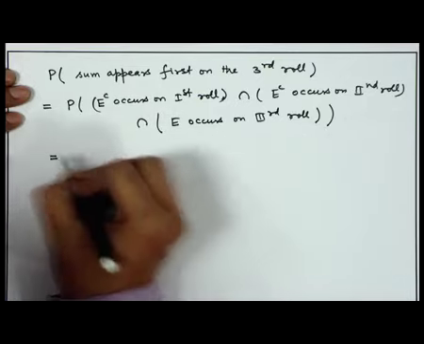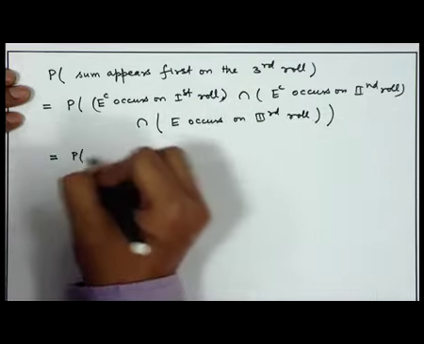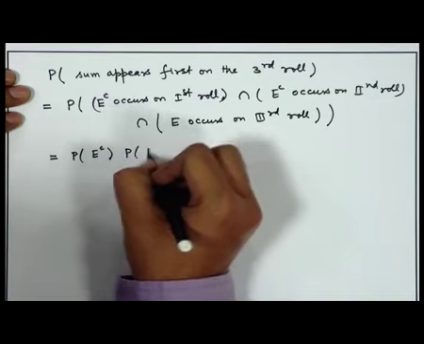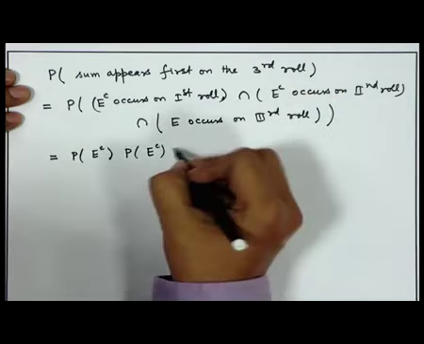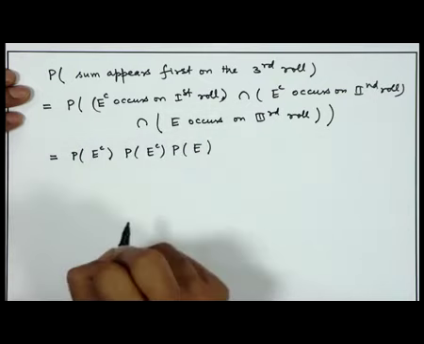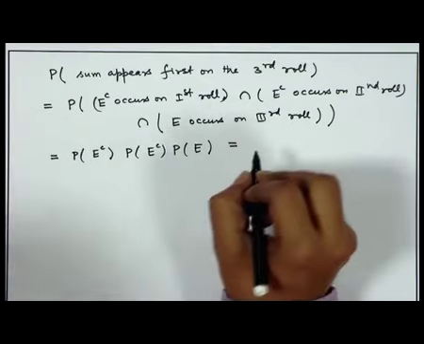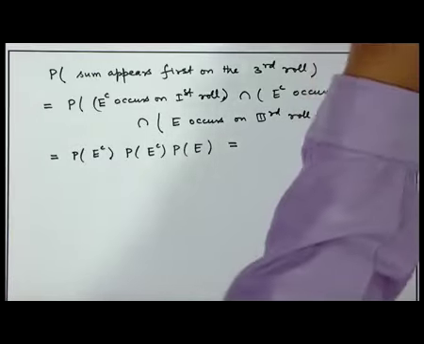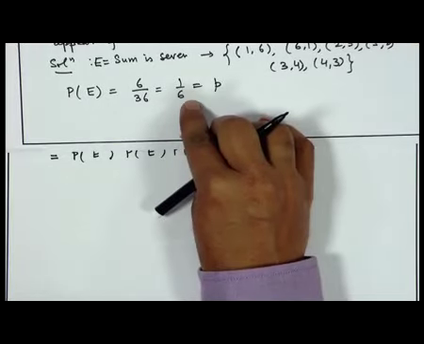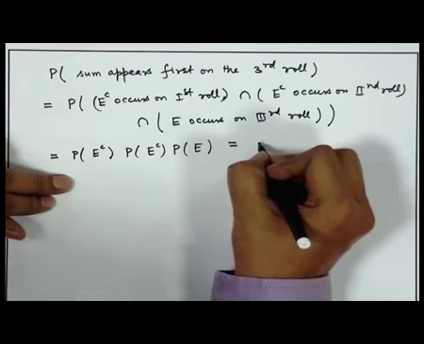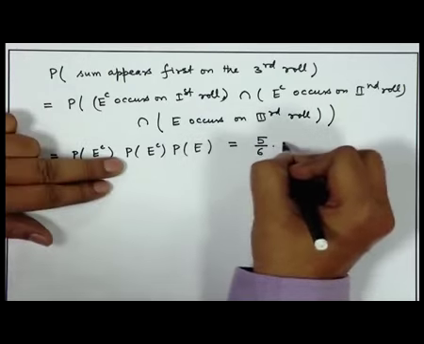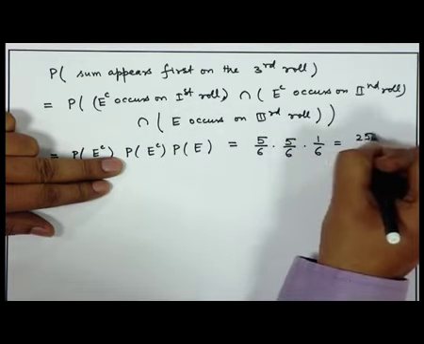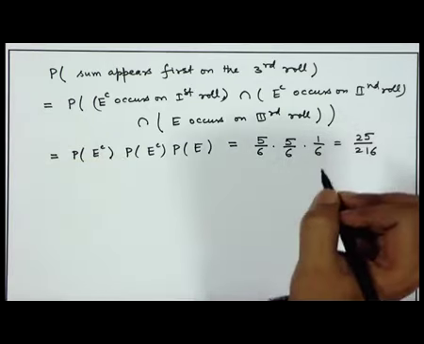Now, because of the independence of the trials, this becomes probability of E complement on the first roll into probability of E complement on the second roll into probability of E. In each roll the probability of E and E complement remain the same. We calculated the probability of E as 1 by 6. So, the probability of E complement becomes 5 by 6, then again 5 by 6 and then probability of E, that is 1 by 6. So, we get 25 by 216.